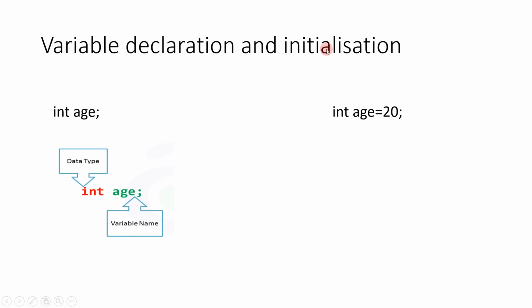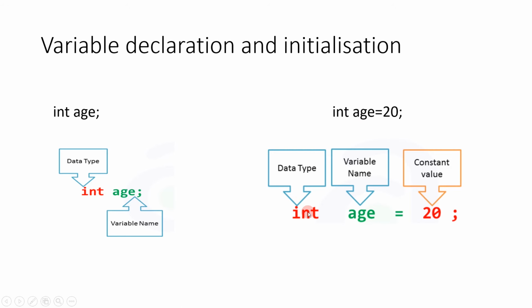Okay, and initialization means, this is just declaration, initialization means I am giving an initial value for this variable. That is shown here: int age is equal to 20. So this is called variable initialization. I am initializing the value of the variable age with 20. Okay, so this is the data type, a keyword, and the variable name, that is age, is an identifier. And you are initializing it with a value 20. This is a constant.